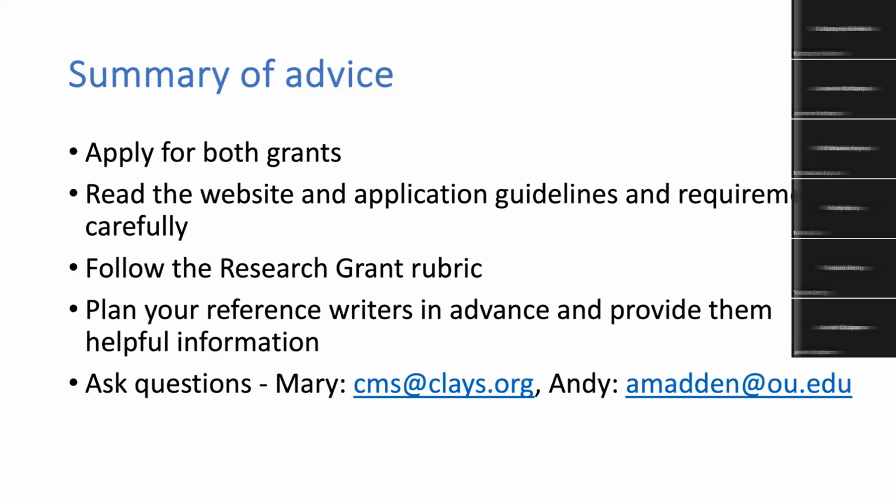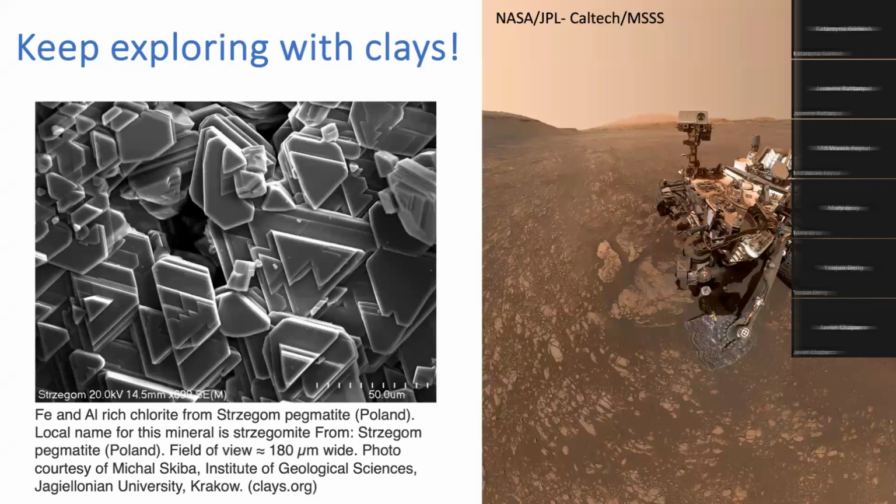Okay, so we're kind of coming full circle back to our summary of advice, which includes, we recommend apply for both grants. Please read the website and application guidelines and requirements carefully. We've got the research grant rubric here in the presentation you can refer to. Plan your reference writers in advance and provide them helpful information, and then ask questions. And you've got some contact information, and of course, clays.org is a great resource. And then, of course, keep exploring. And hopefully we'll see you there.